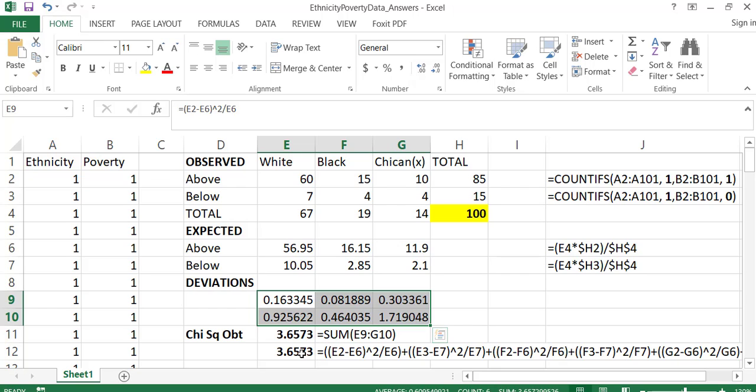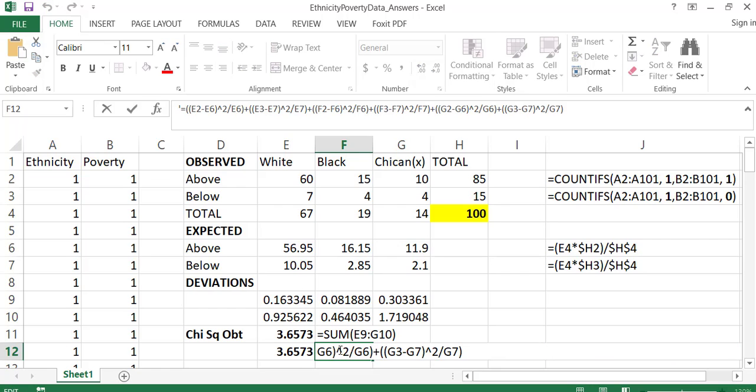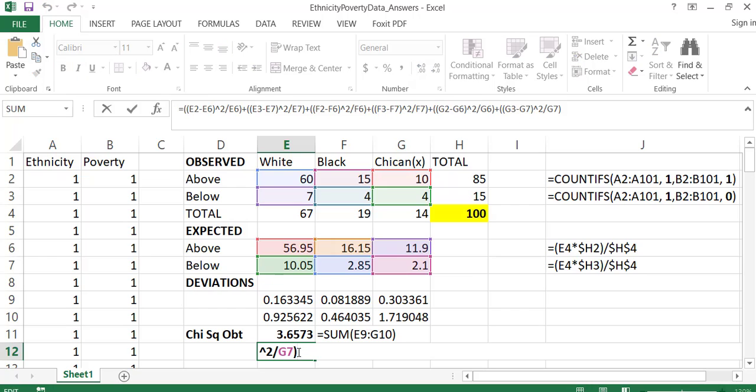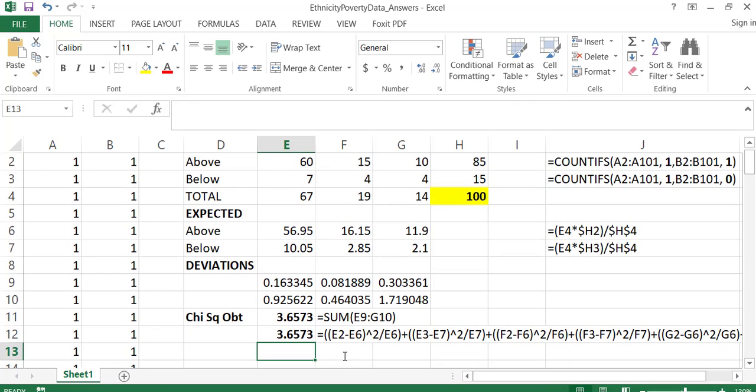Now you could, should you want to, I don't know why you would, do this all in one really big, long function, and I have that here. All I'm doing is basically taking what's done, right? So the first part of this function is what you see in that first cell at E9. So E2 minus E6, square that, divide by E6. So you could do it all together. Again, I think you're more likely to make a mistake. I know I would be more likely to make a mistake.